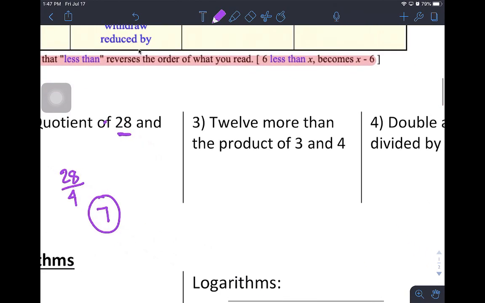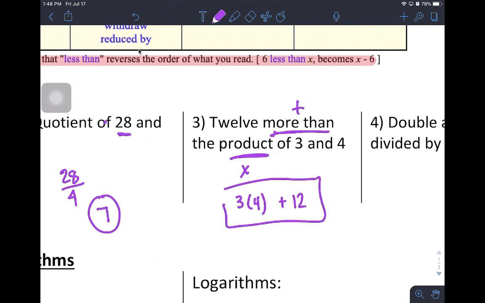Next one, we have 12 more than the product of 3 and 4. So we got to be careful here. More than means to add. Product means to multiply. Here we're going to multiply 3 times 4, and then we're going to add 12. You'll notice that here I did switch around the order, but remember for addition, order doesn't matter. So 12 plus 3 is the same thing as 3 plus 12. So there's our expression. If we evaluate it, we're going to end up with 24.